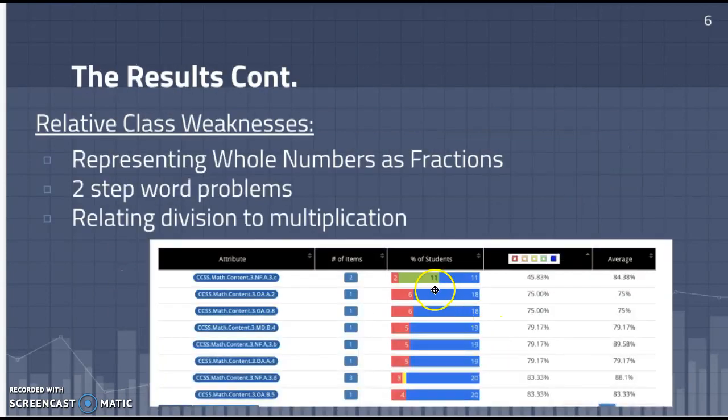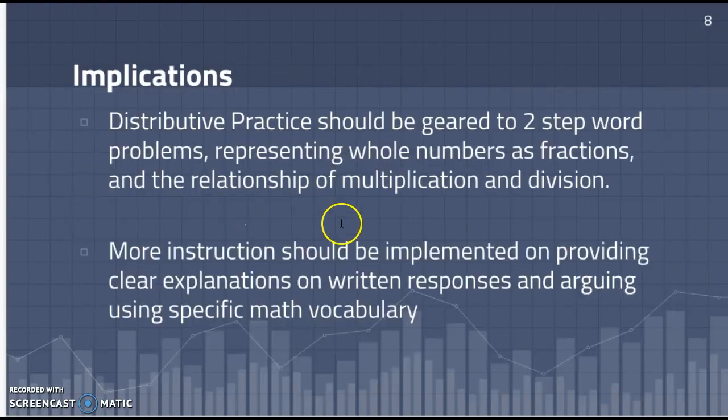Now, this standard looks like almost half of my class either didn't get it at all or didn't fully understand. So this might be a standard that should be practiced as a whole class. But the other distributive practice should be in small groups, and it should be based upon those students that did not understand these particular standards. So some distributive practice, especially in two-step word problems, representing whole numbers as fractions in a relationship of multiplication and division, should be in place.